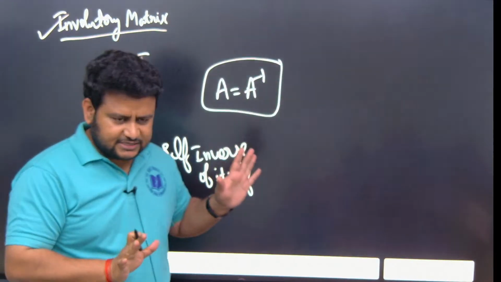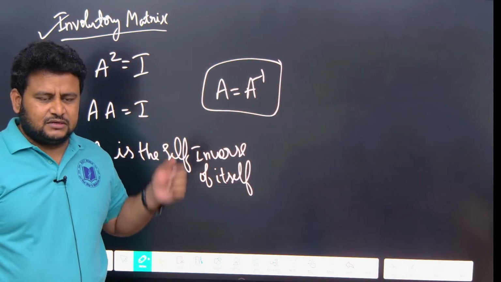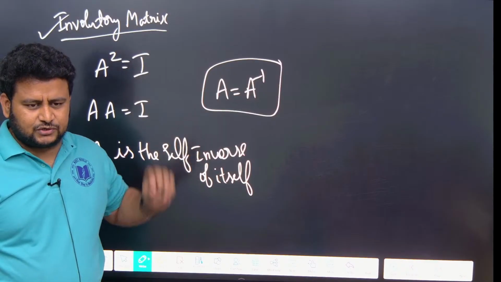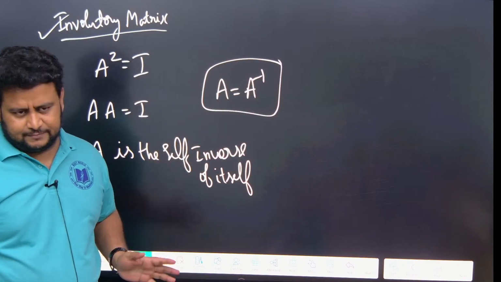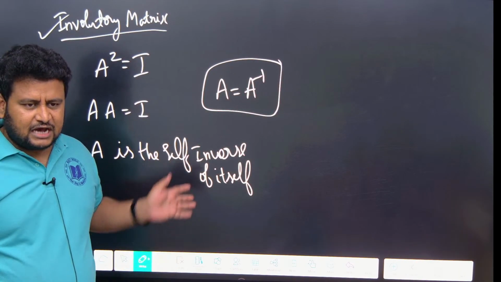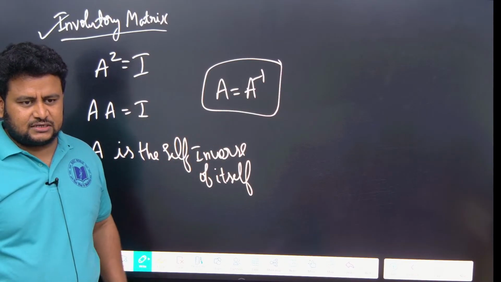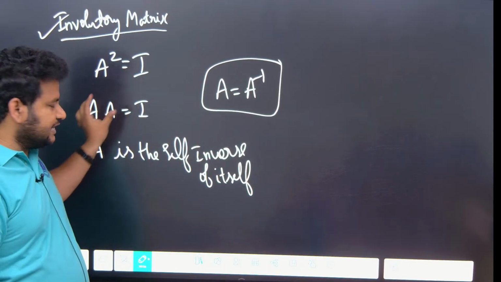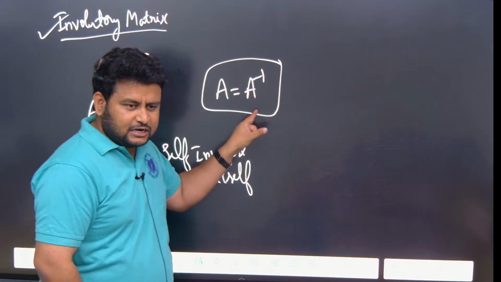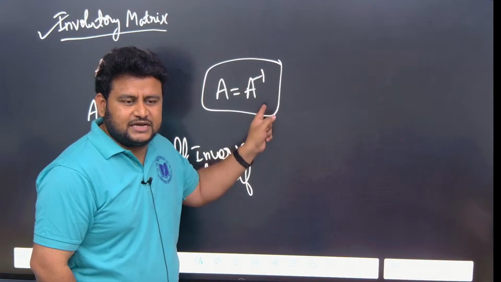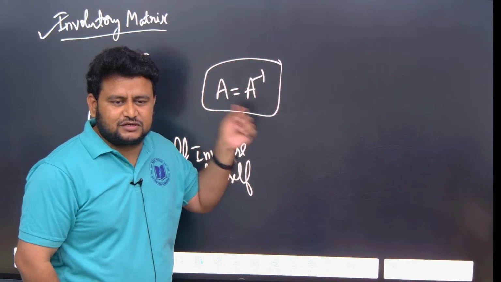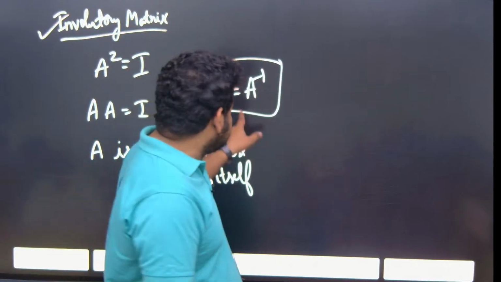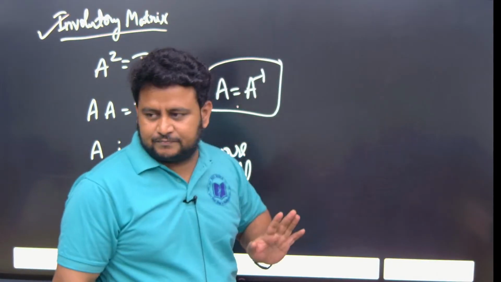Okay, they can mention in the question itself that A is an involutory matrix, or they can say given A square is equal to I or A into A is equal to I. Then they will ask some question based on that. That time if they have given involutory matrix or A square is equal to I or A into A is equal to I, directly you should understand the concept: A is equal to A inverse. That is, A is the self inverse of itself. So directly you should write this and solve the question accordingly.